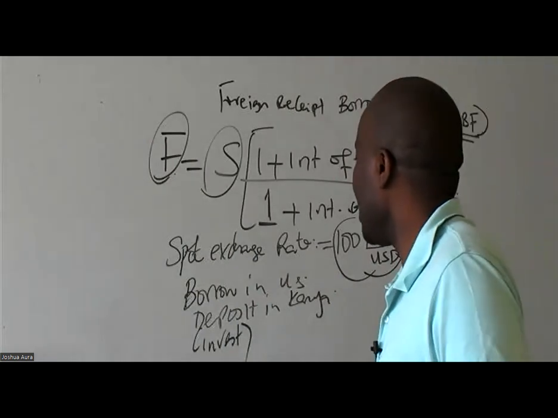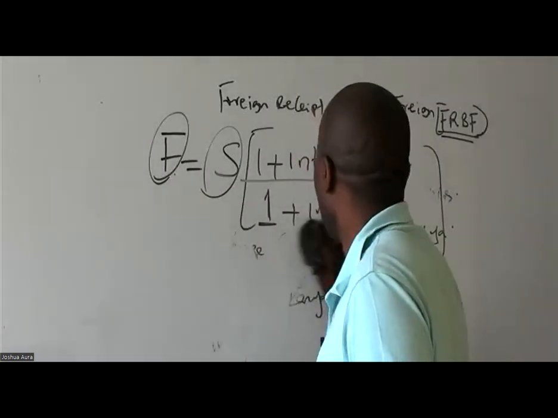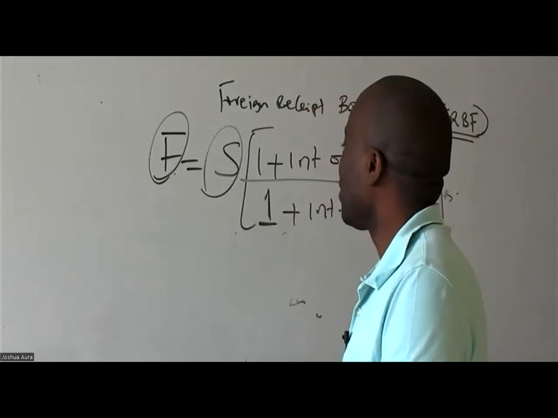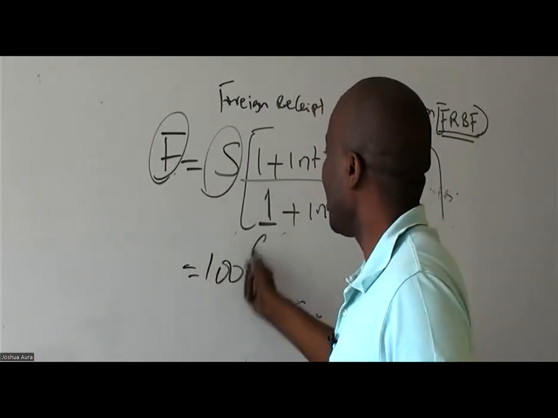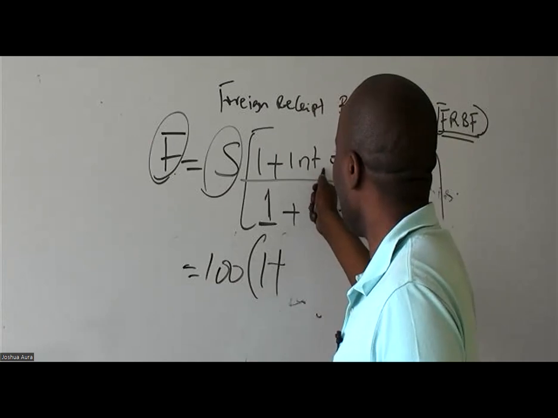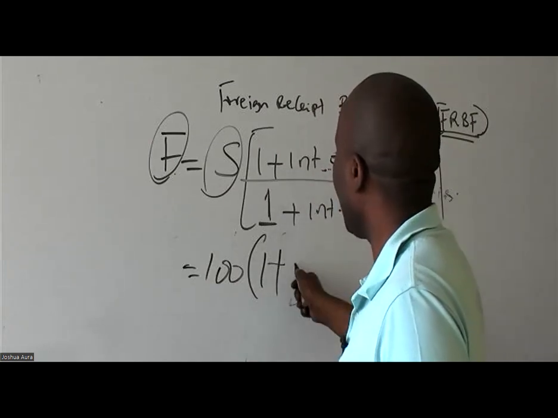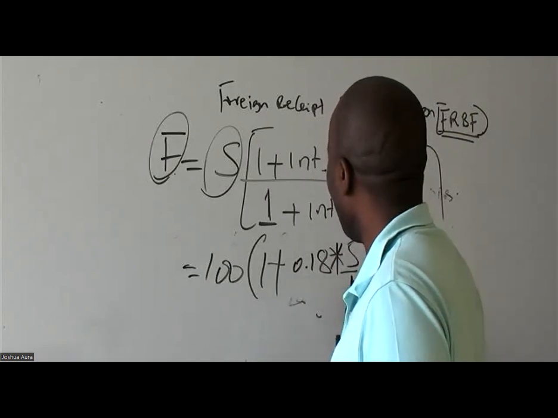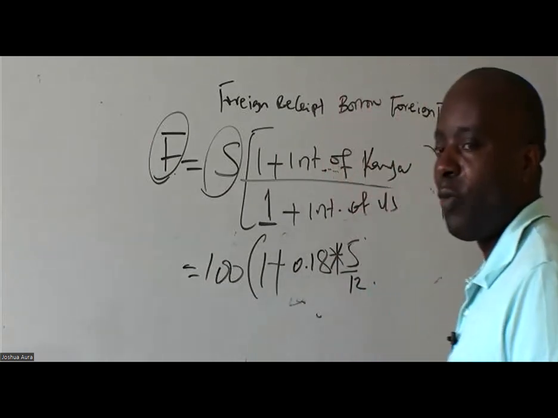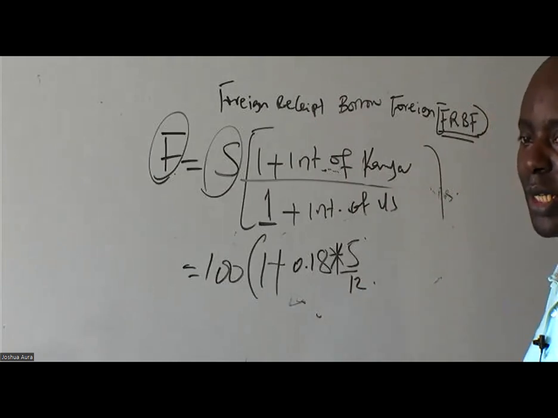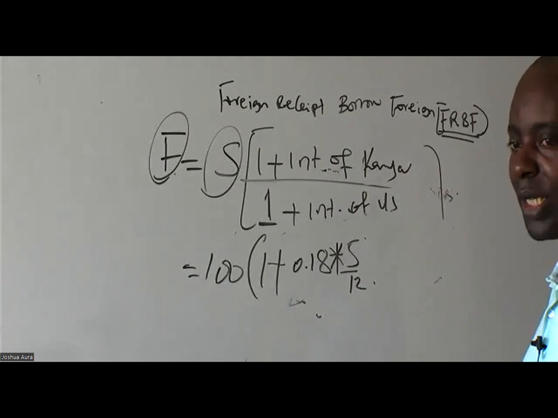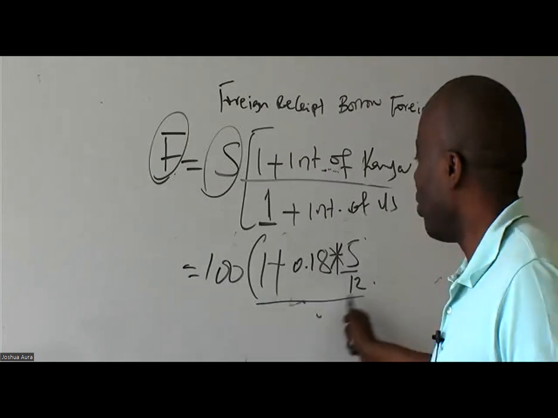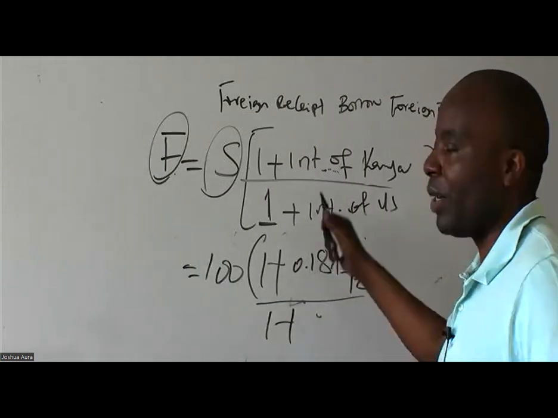Therefore, this one here will be spot, which is 100 into 1 plus interest rate. Lending in Kenya, investing in Kenya, is 0.18. Again, in this case, if the devil is after you, you will forget to prorate, because you know 18% is per annum and this is a 5 months transaction, so you must prorate. All over 1 plus, in the US, we are borrowing.